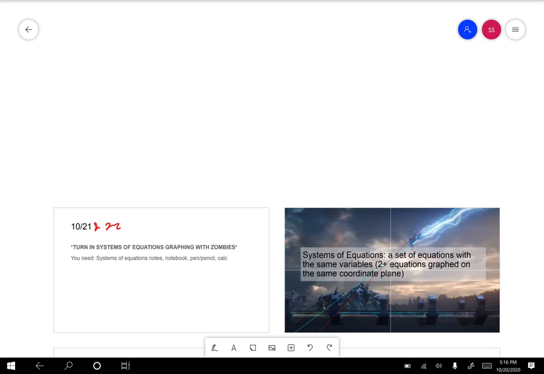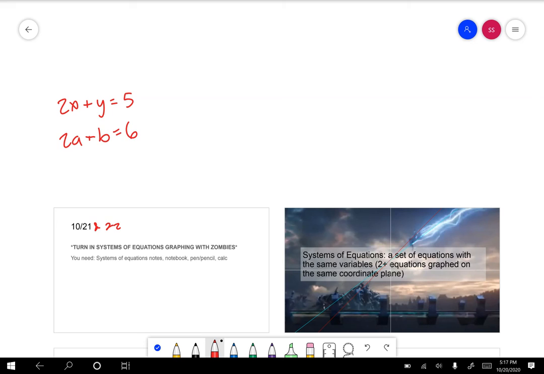Okay, so systems of equations. Basically, this is when we have a set of equations that have the same variables, so they can be graphed on the same plane, right? So we have two equations, both of them have x and y and x and y, right? We could graph them on the same plane. Whereas if you had something like, I'm just making this up as I go, if you had something like that, we would not call them a system of equations because they have different variables and we couldn't graph them on the same plane. Okay.